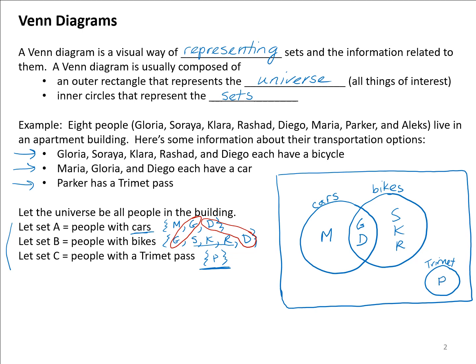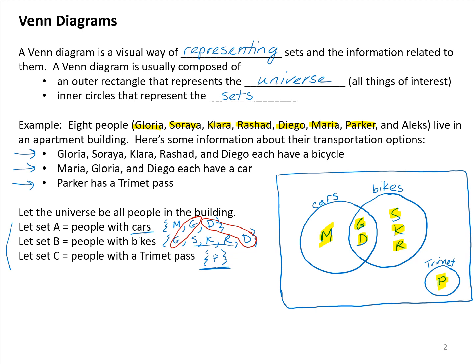So let's take a look at what we have. We have Gloria represented in this picture. We have Soraya. We have Clara. We have Rashad. We have Diego. We have Maria. And we have Parker. So we have 7 of the 8 people represented. Double check. Gloria, Soraya, Clara, Diego, Rashad, Maria, and Parker. Who we don't have is Alex.